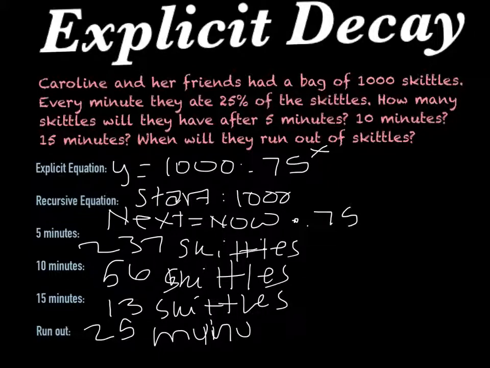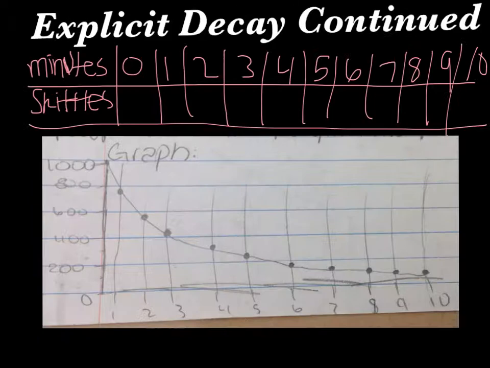Now I'm going to show you the explicit decay equation, 1,000 times 0.75 to the x. I replaced start with 0 minutes with 1,000 Skittles. And then after 1 minute, they have 750.